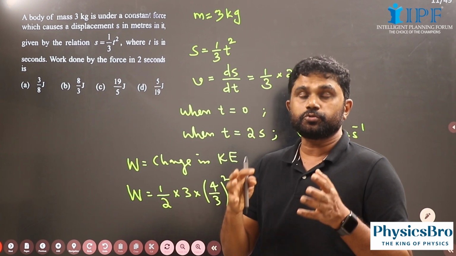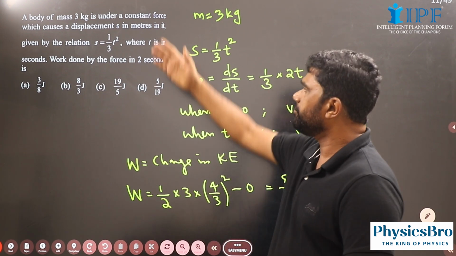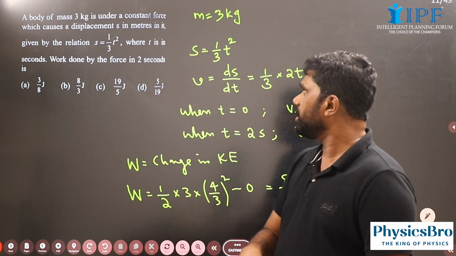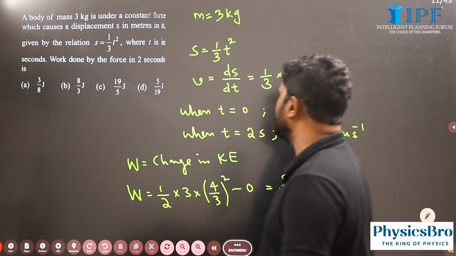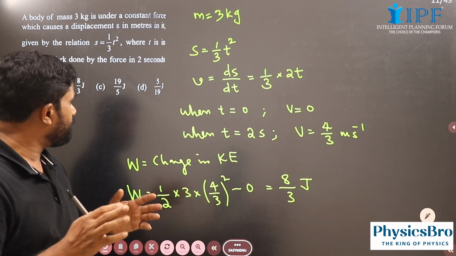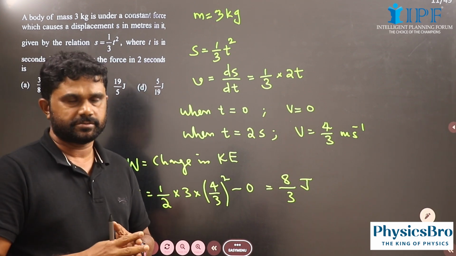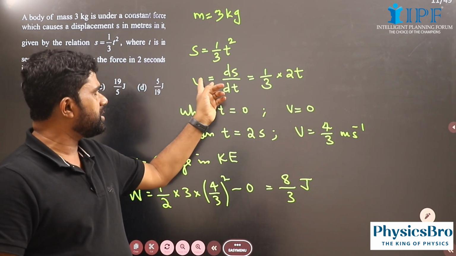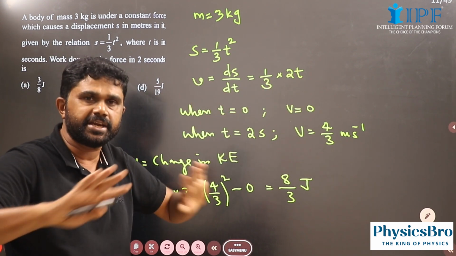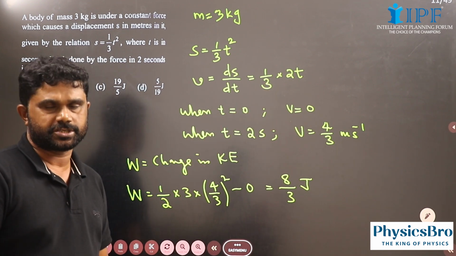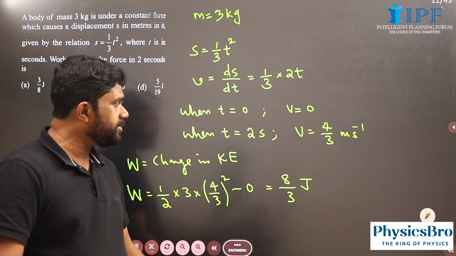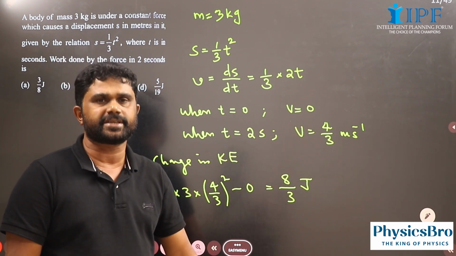Work done equals change in kinetic energy. Here we have mass equal to 3 kg and displacement is given as 1 by 3 t square. So its velocity will be the differential of this displacement, ds by dt, 1 by 3 into 2t. That is the velocity. We have to find the work done in the first 2 seconds. Velocity v equals 2 by 3 into t. If you want to find the velocity at any time, you have to put that time in this equation. So the velocity when time equals 0 is 0. Velocity when time equals 2 seconds will be 4 by 3 meter per second.